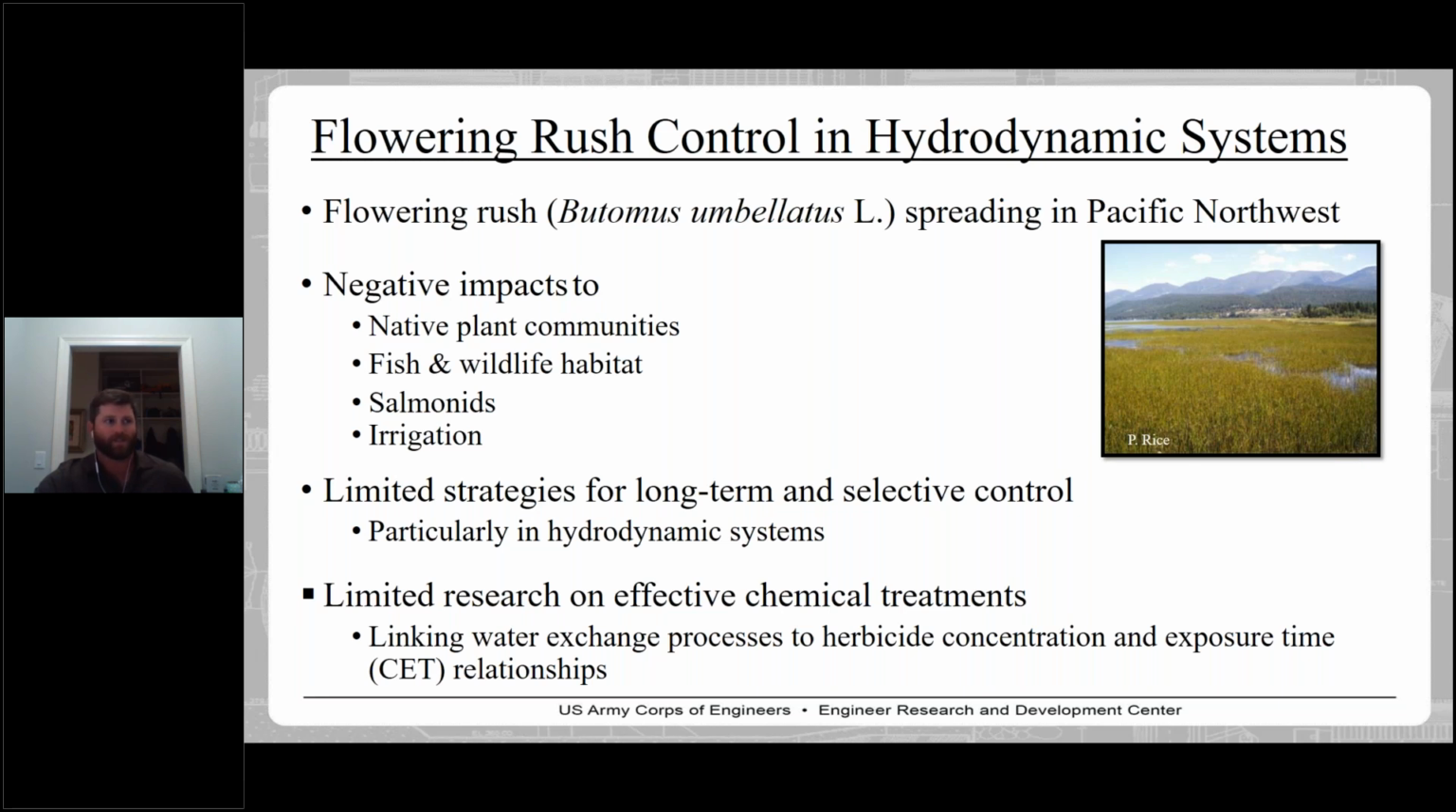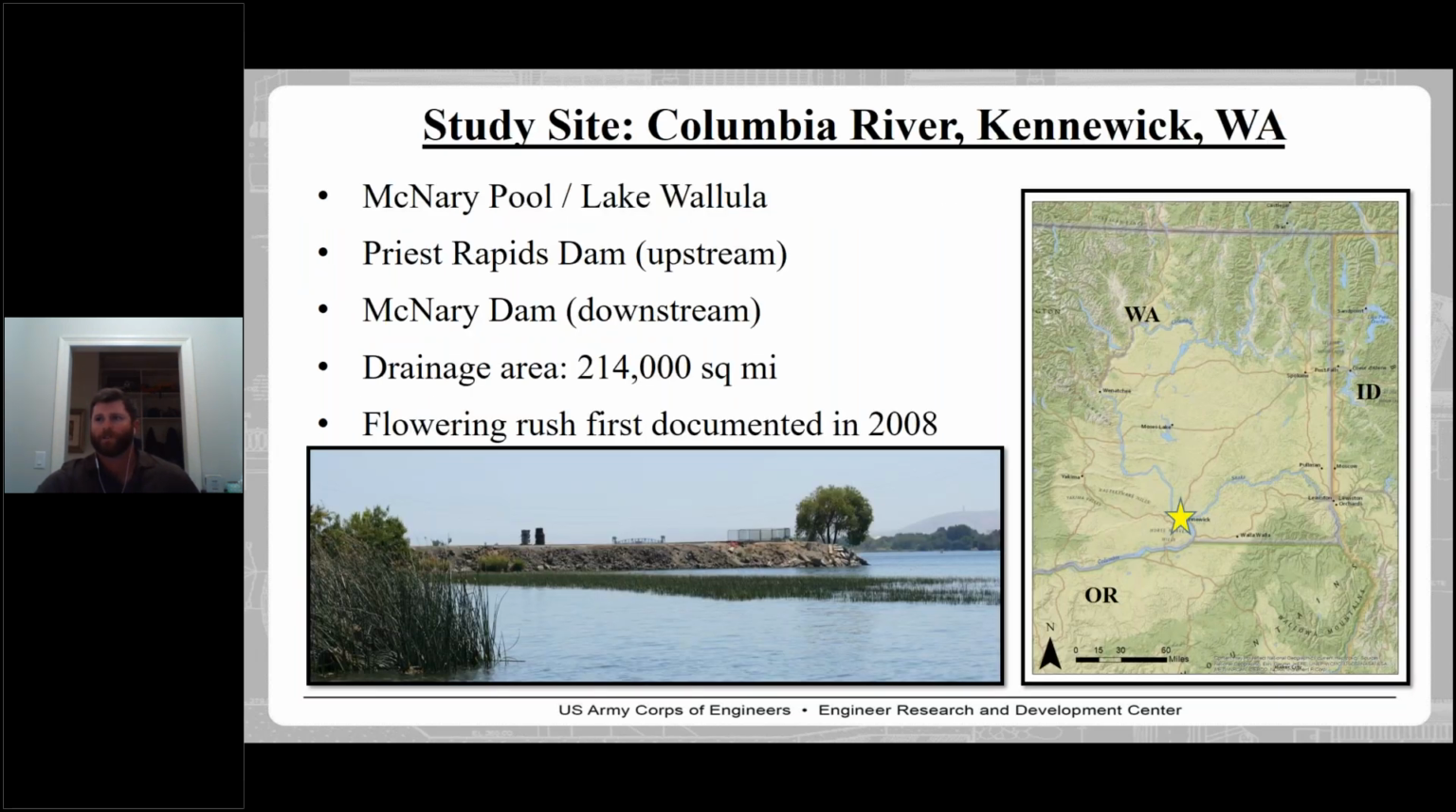And currently there are limited strategies for effective long-term selective control, particularly in hydrodynamic systems, which relates to a run-of-the-river reservoir. It might be enclosed or impounded by two hydroelectric dams where you get a lot of water flow through that area. So the study site for this research was the Columbia River on the McNary Pool, or Lake Wallula. Priest Rapids Dam is on the upstream end with McNary Dam on the downstream. It has a drainage area of about 214,000 square miles, and flowering rush was first documented in 2008, I believe, right around the confluence of the Yakima River, just north of Kennewick, Washington.